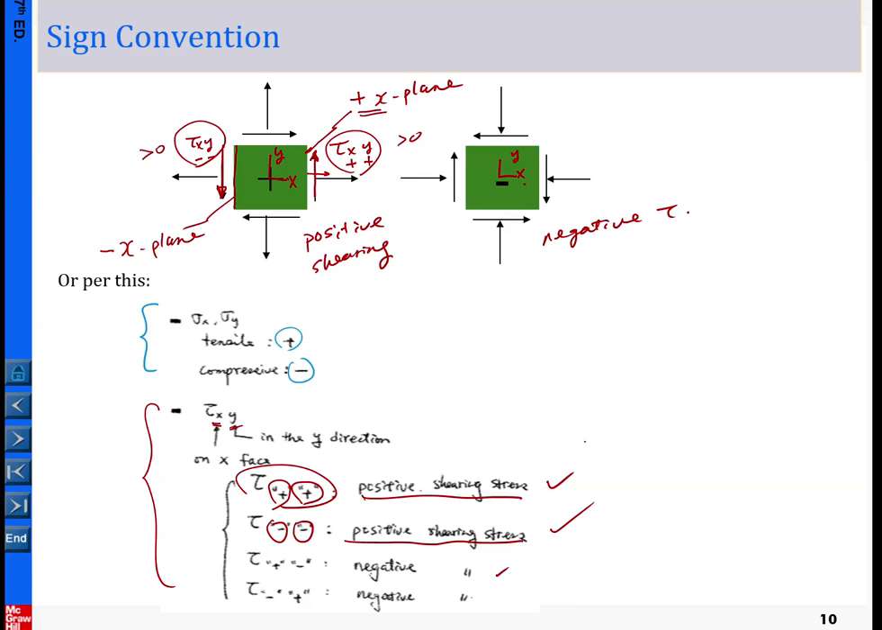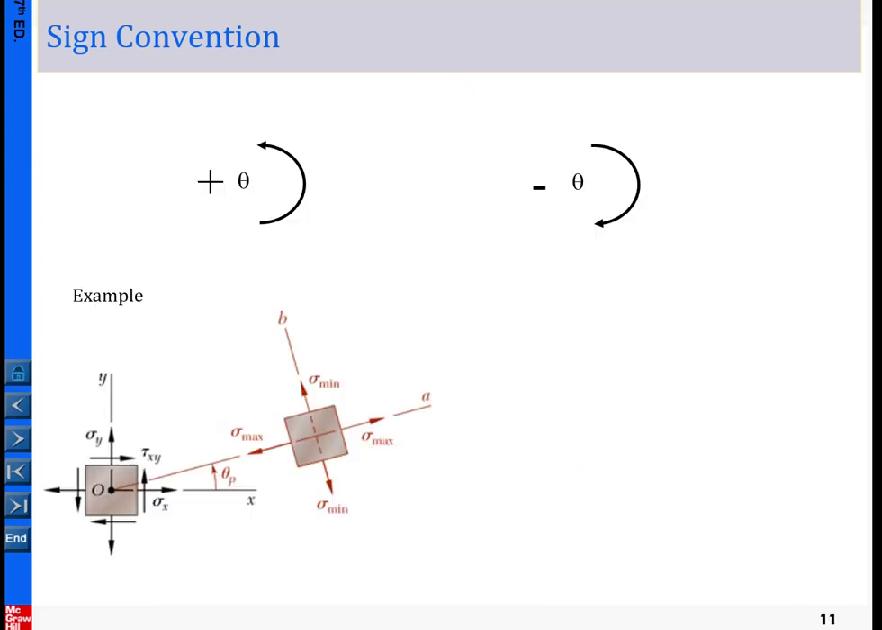Then this case, let me change color here. So this case corresponds to this one. You can quickly check: this is the positive x plane and pointing to the negative y direction, so this is defined as negative. Then this case indicates this component. From this moment you should be able to verify by yourself. So this is the sign convention for the stress element.